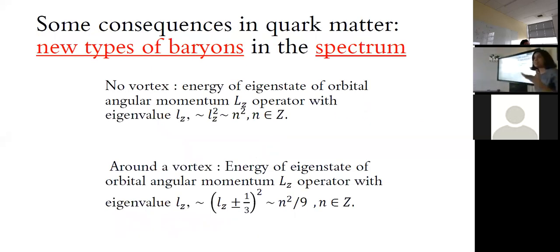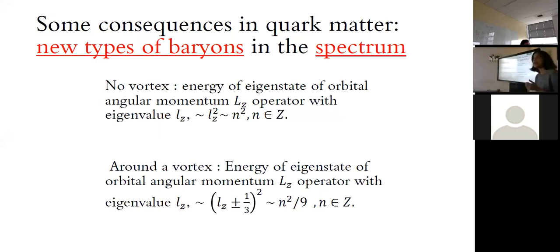So let's take these fancy baryons. In the absence of any vortices, they behave like normal baryons. So let's say you don't have a vortex and you want to create the orbital angular momentum eigenstate, of the orbital angular momentum operator pointing in the z direction. That's big Lz. Its eigenvalues are going to be little lz, which are integer quantized, and the energy spectrum is going to be related to this orbital angular momentum eigenvalue as lz squared. So it's going to be n squared, where n is an integer.